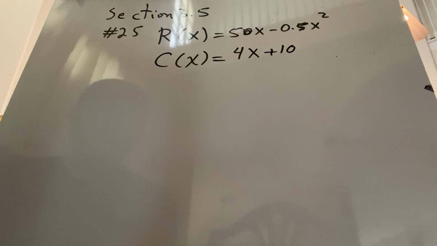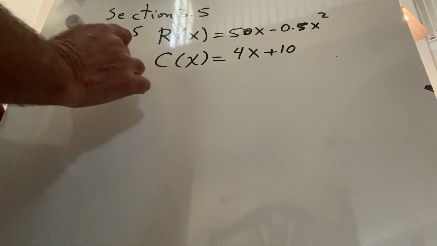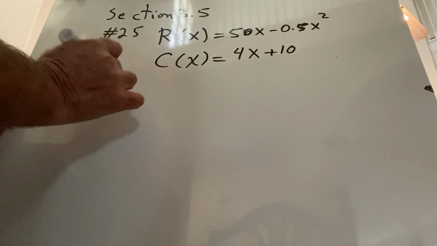Let me just read the instruction or the question. It says in exercises 25 through 30, find the maximum profit and the number of units that must be produced and sold in order to achieve that. Okay, so we're looking for maximum profit. If you remember, in the last couple of sections you learned how to find the maximum and minimum value of a function. Of course, first we have to know what the function is. So I'm going to call it P for profit.